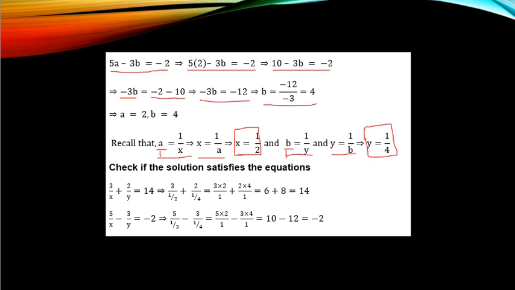So if you run a check to confirm if the answer is correct, equation 1 originally is 3 over s plus 2 over y equal to 14. So this is the s value, this is the y value. If you divide 3 by 1 over 2, 2 will come up and multiply, same as 4. So you have it in this form. So you have 6 plus 8 equal to 14. If you check for the second equation, you have minus 2. Okay?